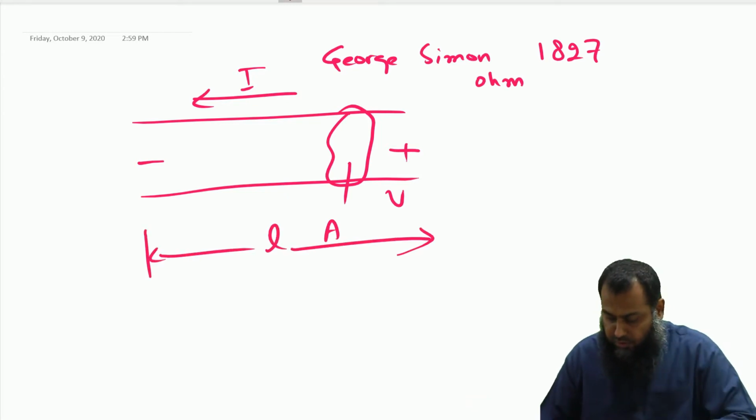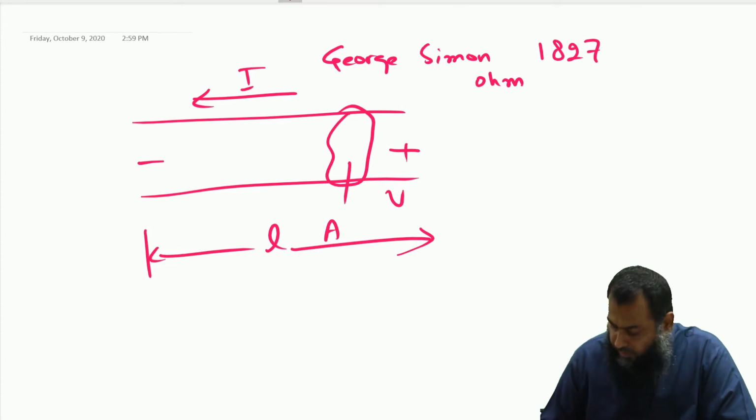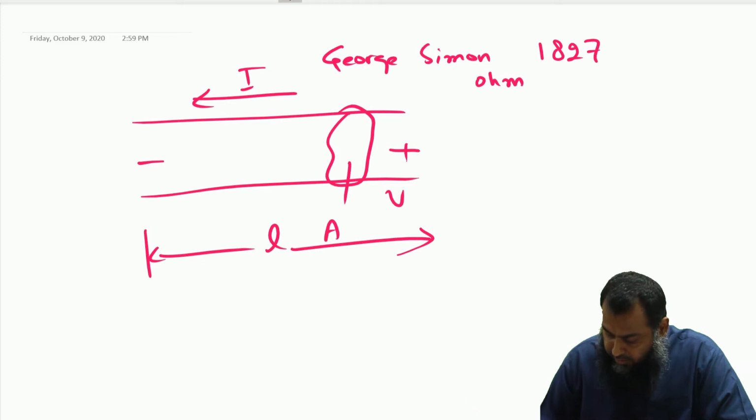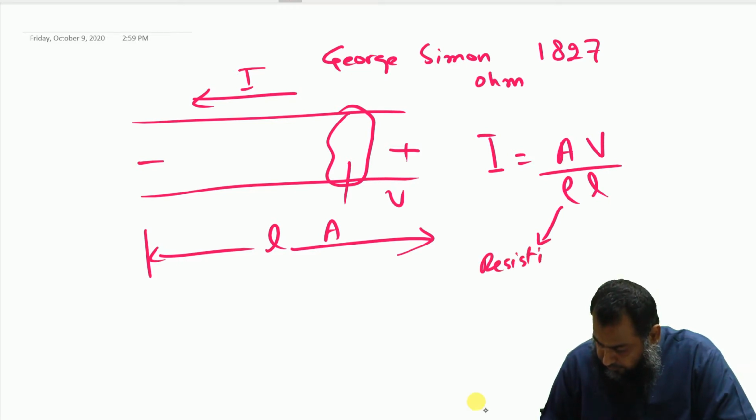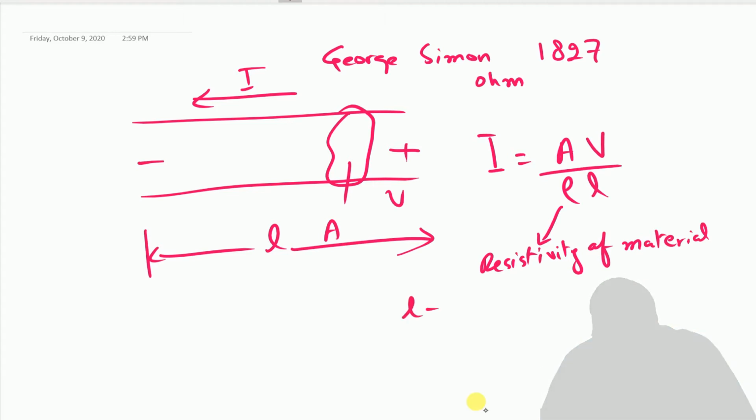Then according to Georg Simon Ohm, the current that will flow as a result of the application of the voltage across the two terminals of a wire element, that current I is equal to A V over rho into L. If you see here, this A represents the cross sectional area of the wire, this rho shows the resistivity of the material, and this L represents the length of the conductor.